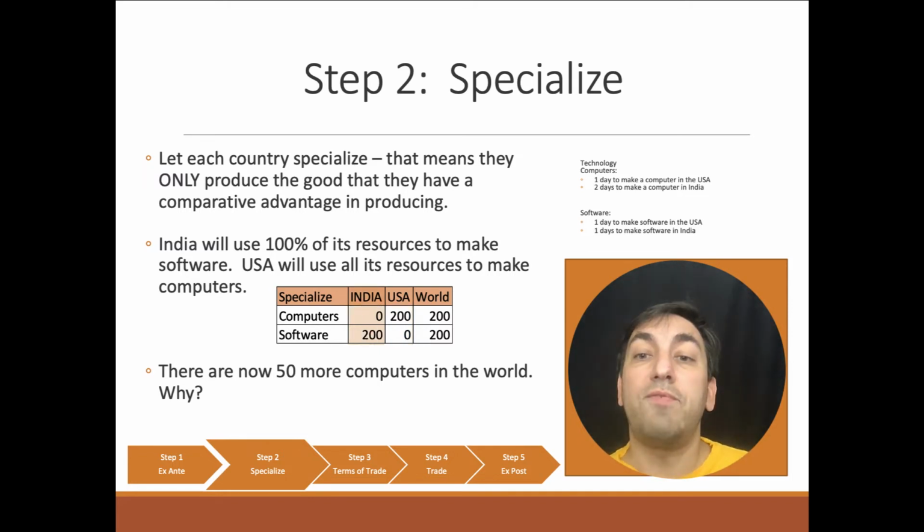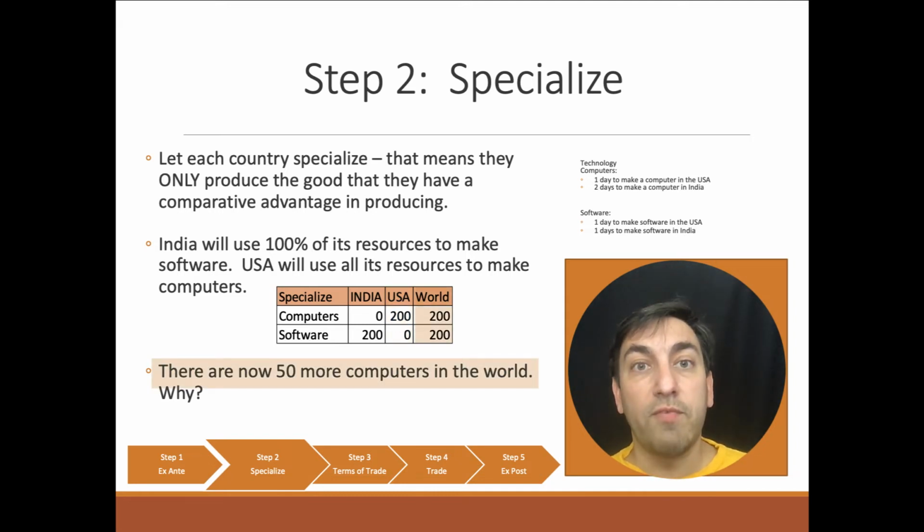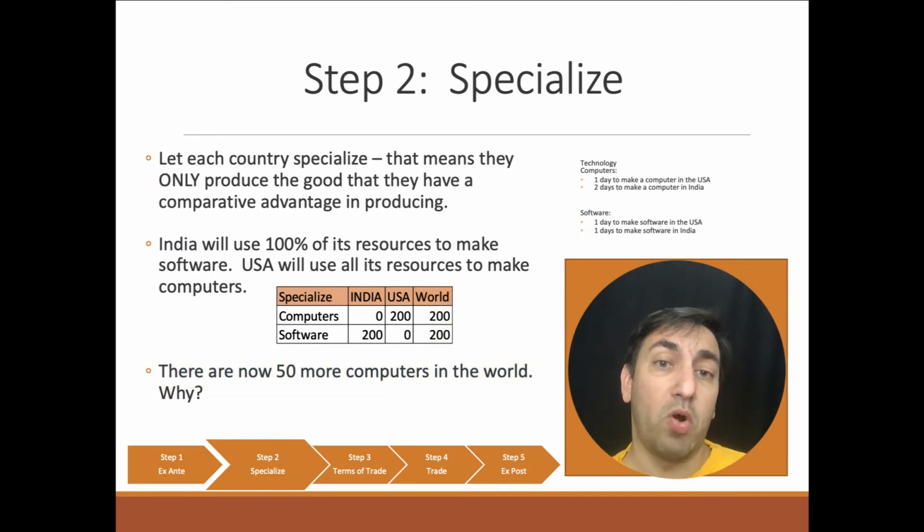In India, if you spend all 200 of your resources making software, you're going to end up with 200 software and no computers. In the United States, if you send all 200 of your resources to making computers, you're going to end up with 200 computers and no software. If you're really observant, you'll notice that the world now has 50 more computers than we had just a minute ago. So now the world output has increased. So we know it's possible to make more goods, but can we incentivize people to make those goods?